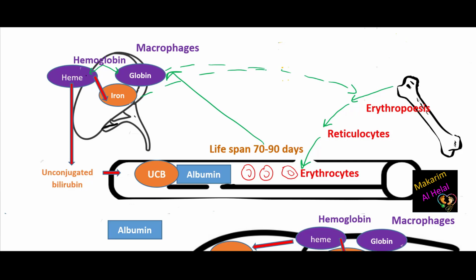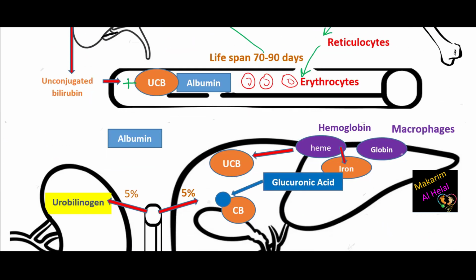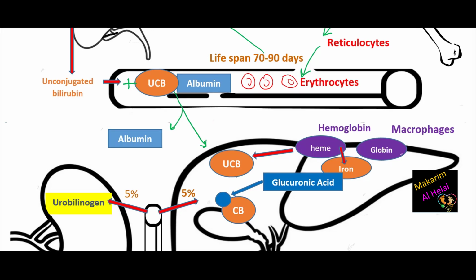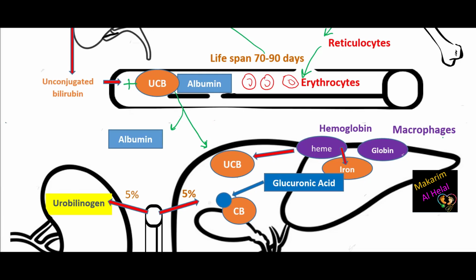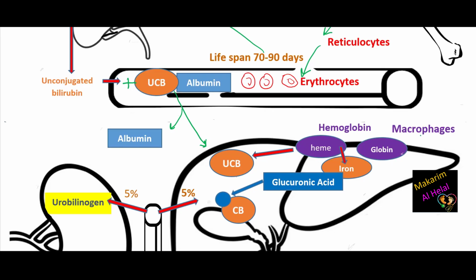I note the normal unconjugated bilirubin as 1 plus. So unconjugated bilirubin travels with albumin. The albumin carries unconjugated bilirubin for further metabolism in the liver. In the liver there are also macrophage cells. These macrophage cells degrade the erythrocytes and release hemoglobin.